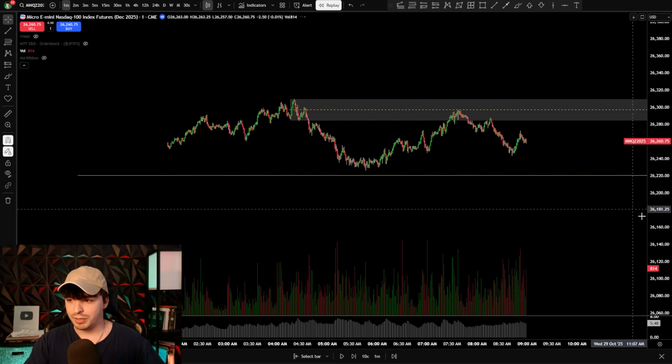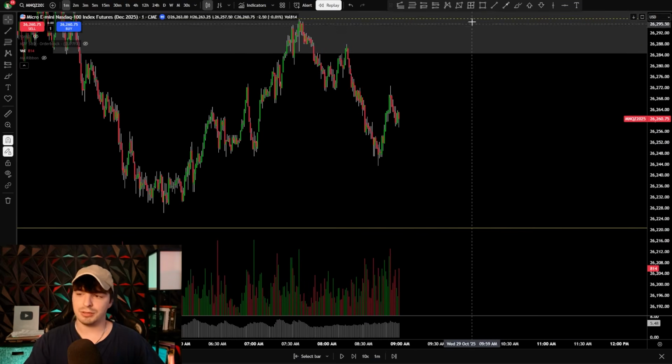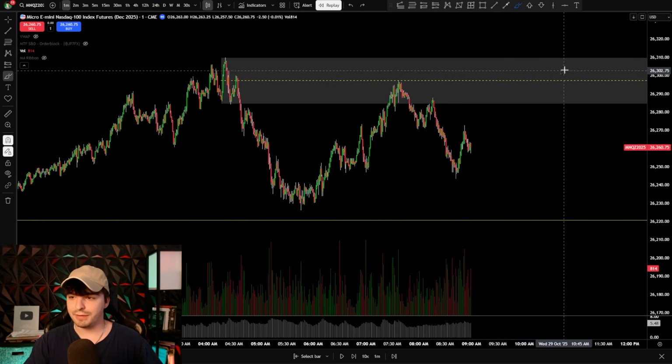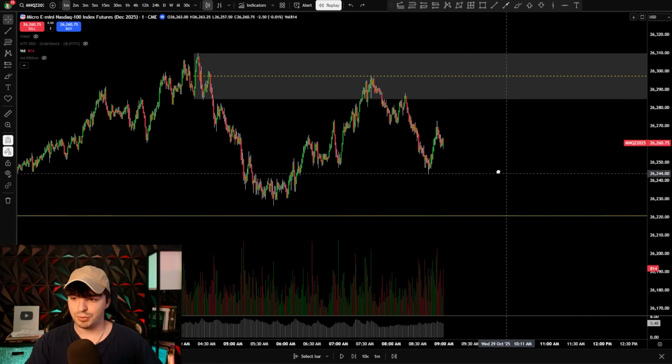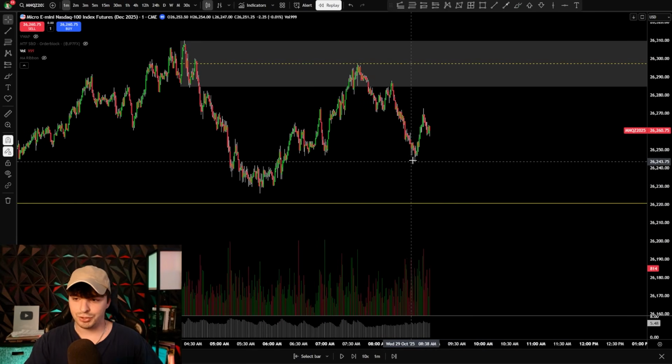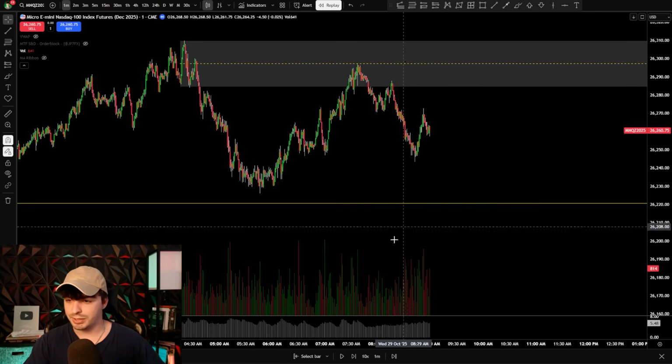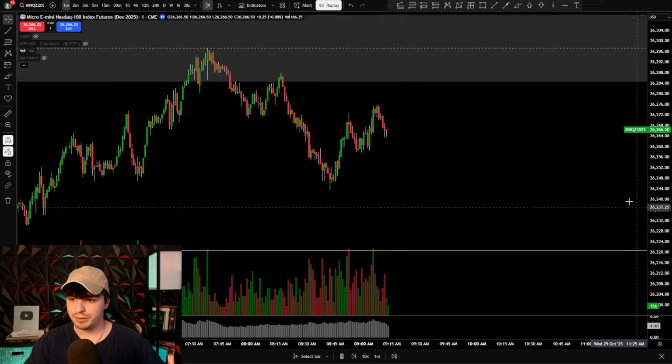So let's let this market open up. We now have basically our two areas of interest. We have this area of resistance and we have this area of support, and we want to look for shorts down to this area of support, essentially. So let's let the market open here.